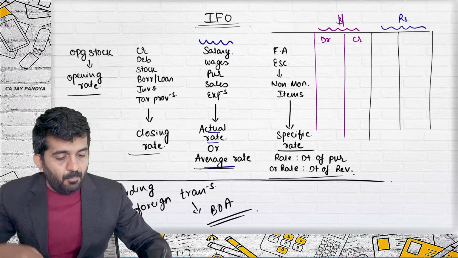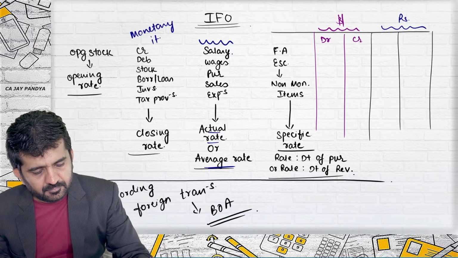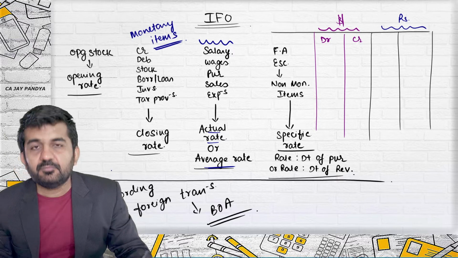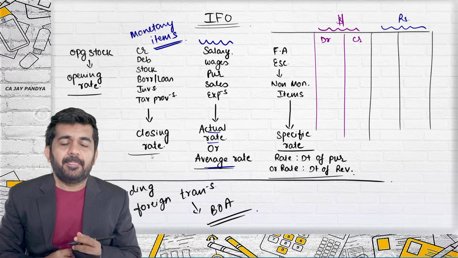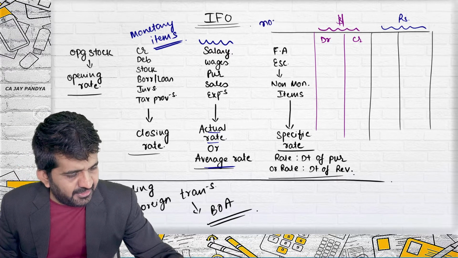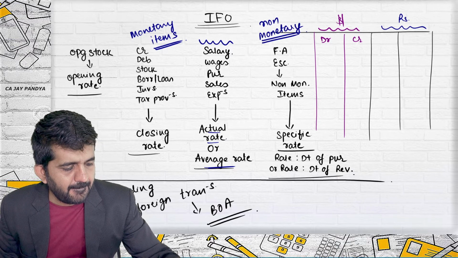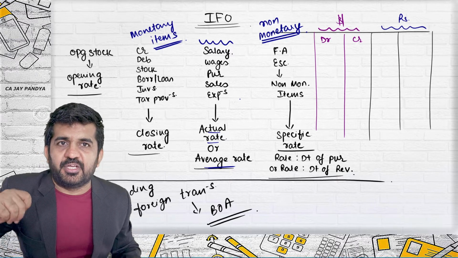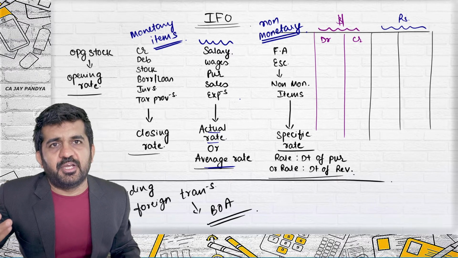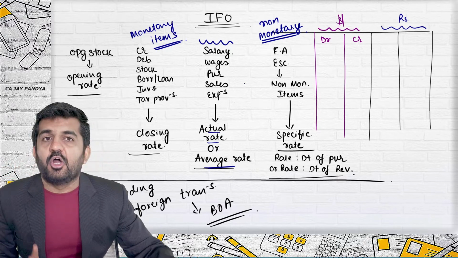Start. Monetary items. Which rate should be used? Closing rate. Non-monetary items. Which rate should be used? The rate as on the date of purchase or rate as on the date of revaluation. That is the actual rate should be used if they are non-monetary items.